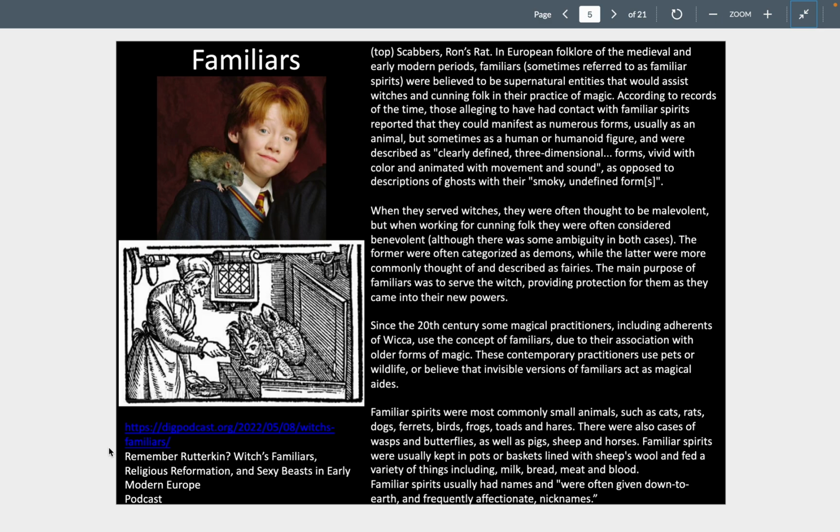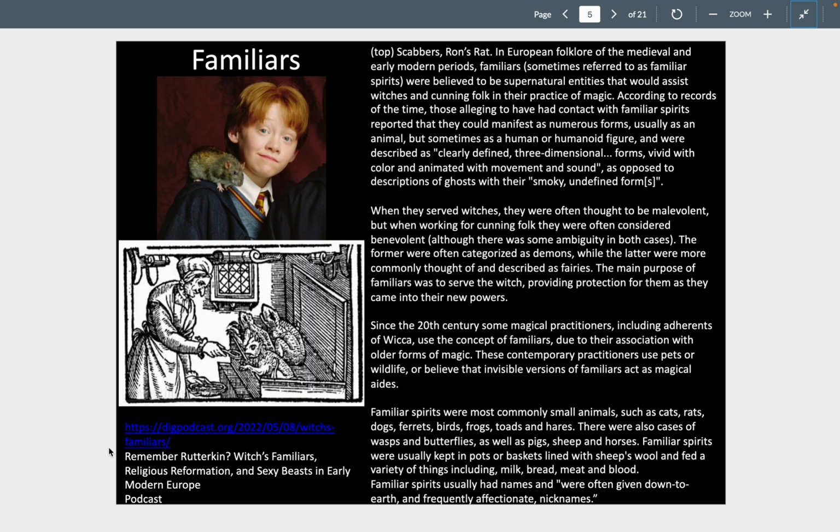sometimes as a human or humanoid form, but they were described as clearly defined three-dimensional forms, different than the smoky, undefined forms that you might find in ghosts. When they served witches, they were often thought to be malevolent, but when working for cunning folk, they were often considered benevolent, and sometimes this may be ambiguous in terms of what they are. Now, the evil familiars were thought of as demons, where the more kind, helpful ones are described as fairies.